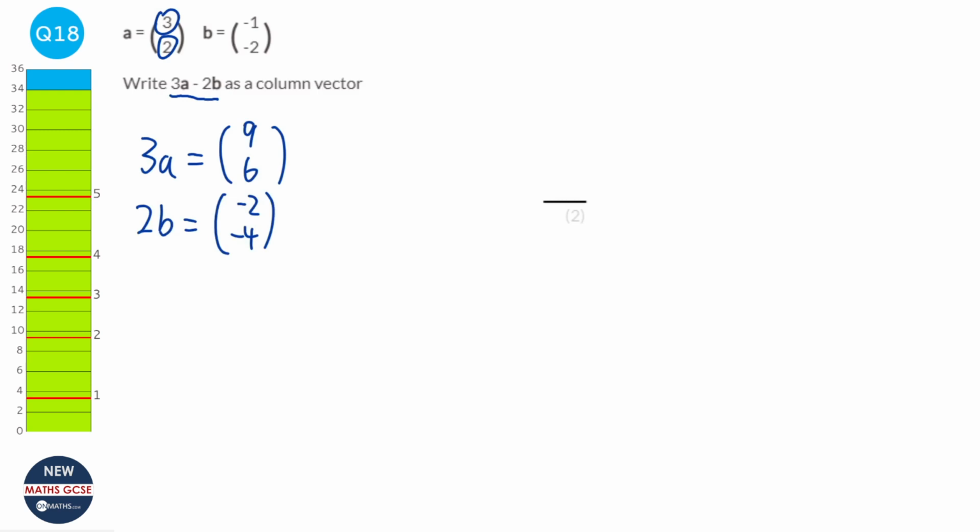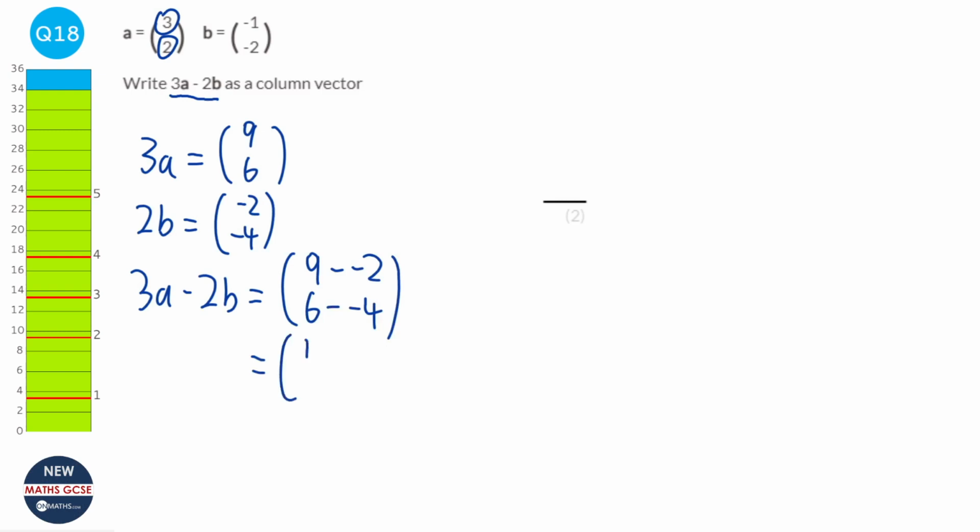And so 3a take away 2b is going to be 3a, which is 9 at the top, take away the 2b, which is minus 2. And then the bottom will be 6, take away minus 4. And so that's going to be 9 plus 2, which is 11. 6 plus 4, which is 10. So the vector is going to be 11 at the top, 10 at the bottom.